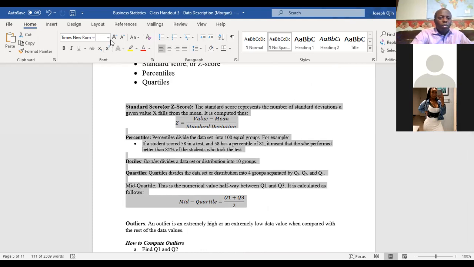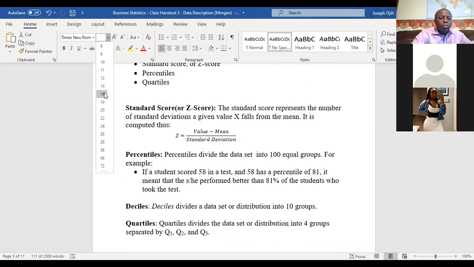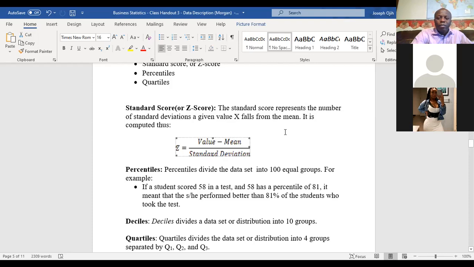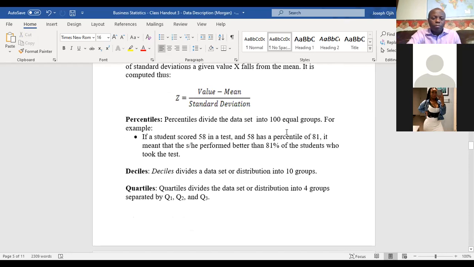The standard score, like I said, is used to estimate the number of standard deviations that our data value falls away from the mean. Now, when it is negative, we say that it falls below the mean. When it is positive, we say it falls above the mean. Then we can measure how many times above the mean or below the mean it falls. And the percentile divides the data value into 100 equal parts.